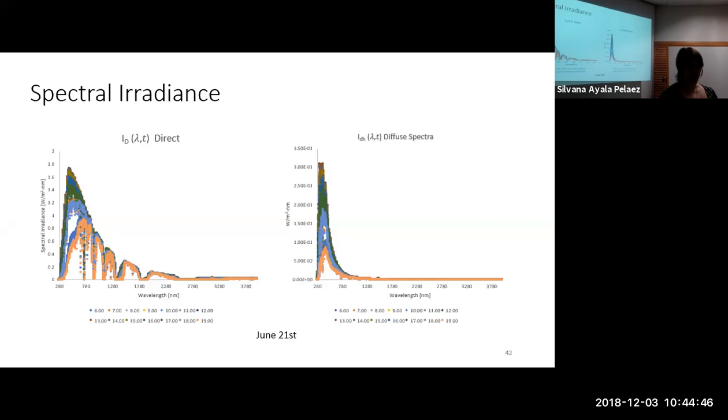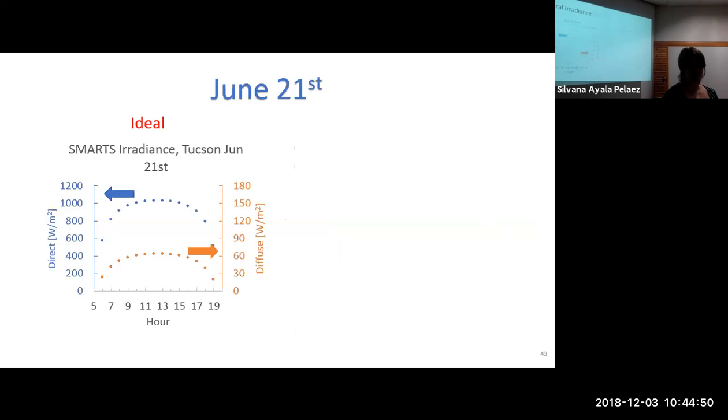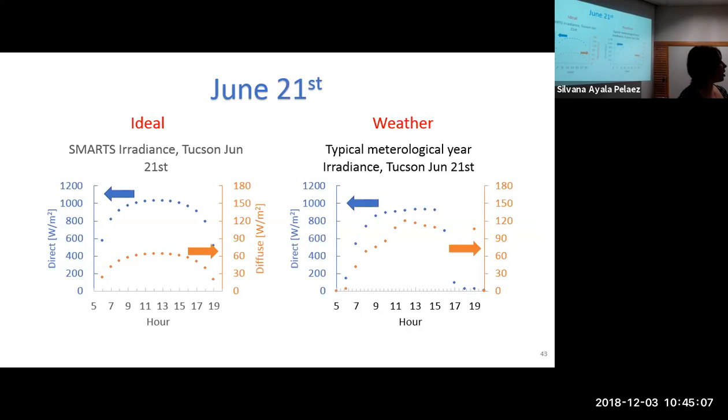So I modeled all of this for June 21st, just to show as an example. If we integrate the area under the curve, we can get the total irradiance, right? And that will give us the shape as the sun goes up, it reaches that 1,000 watts per meter square, which is the average, right? And the diffuse also goes up. Now, with the weather data that I've been talking about, the statistical, right? We see that it's not always as high as it should be, and there are some clouds coming in here, right?